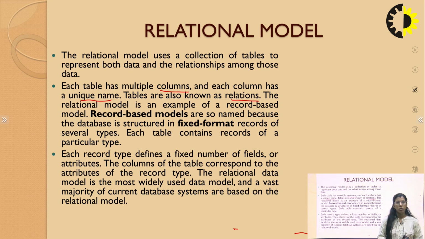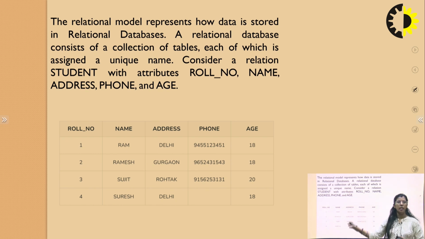It is named so because the database is structured in a fixed format, as the table has a fixed number of rows and fixed number of columns. Each table contains records of a particular type. Each record type defines a fixed number of fields or attributes. The columns of the table correspond to the attributes of the record type. The relational data model is the most widely used data model, and a vast majority of current databases are based on this particular data model.